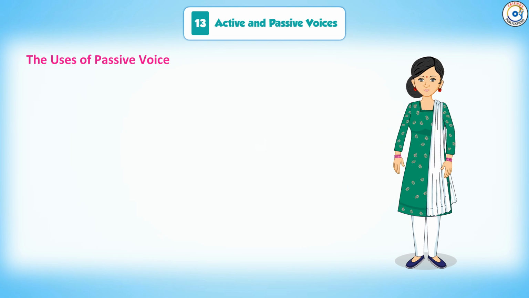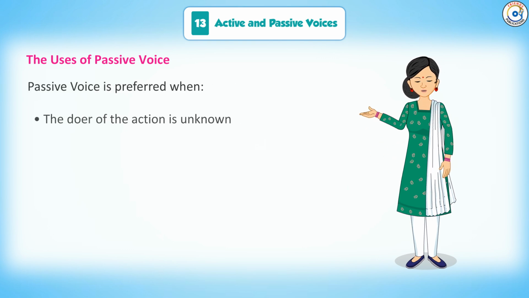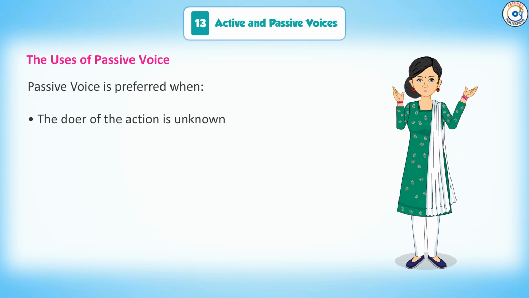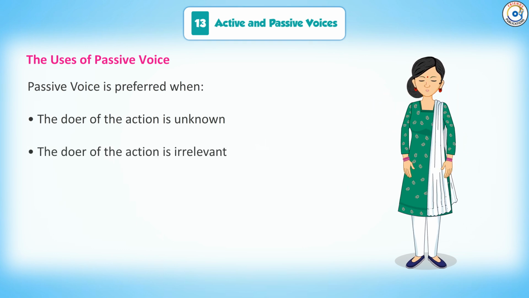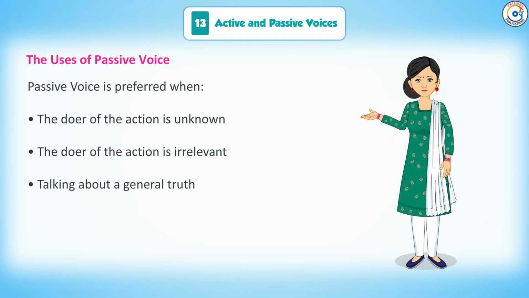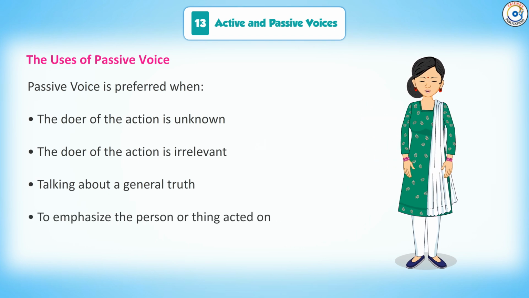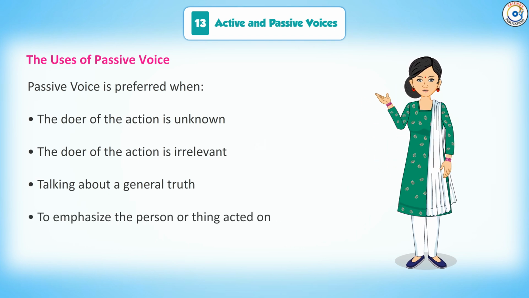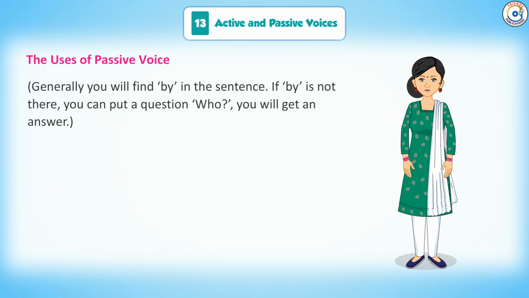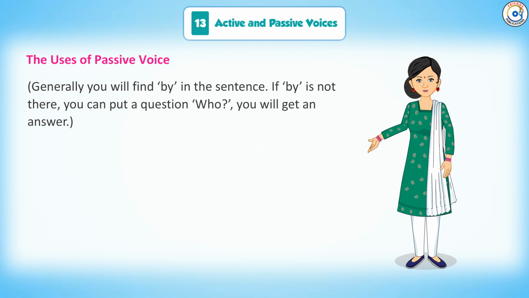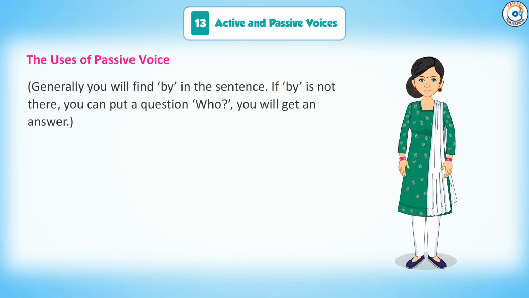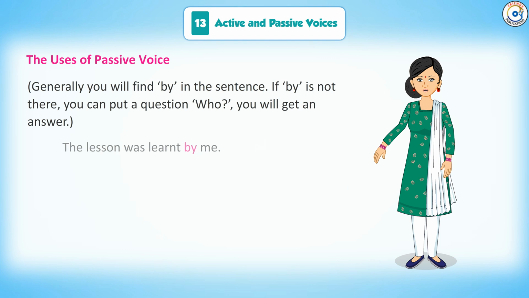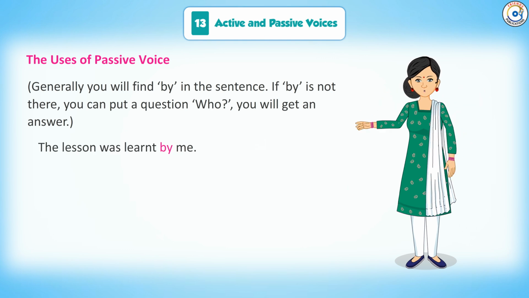The uses of passive voice. Passive voice is preferred when the doer of the action is unknown. The doer of the action is irrelevant. Talking about a general truth. To emphasize the person or thing acted upon. Generally, you will find by in the sentence. If by is not there, you can put a question who. You will get an answer. The lesson was learnt by me.